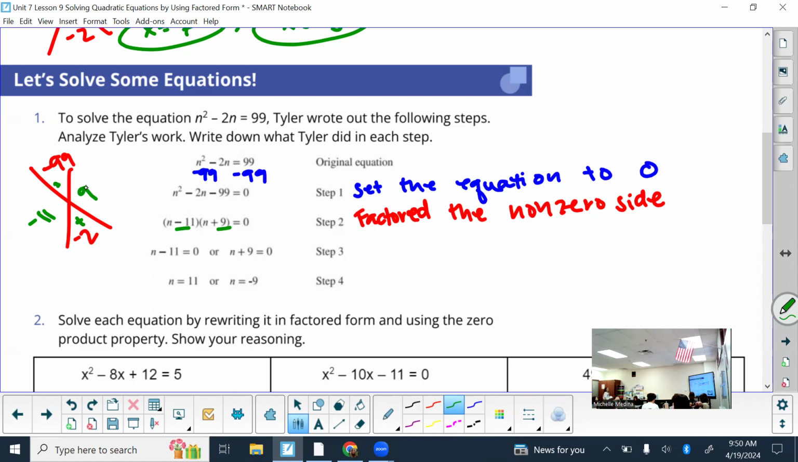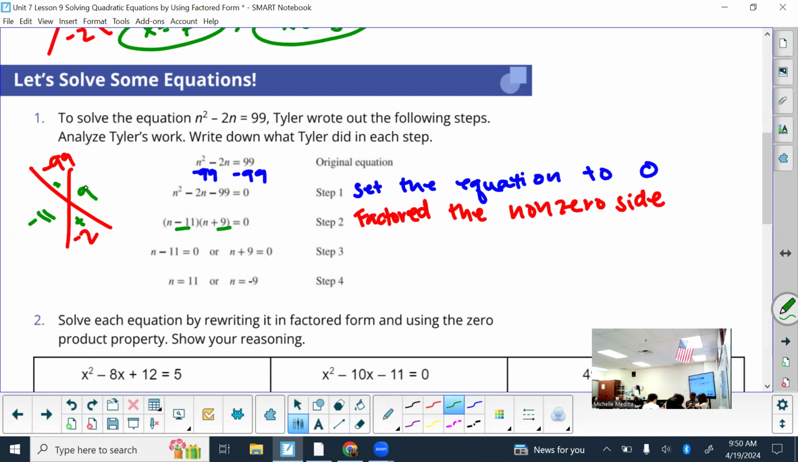On your test, they'll often show you steps, and you have to figure out where the error is. Not saying there's an error in this one, but that's good practice. Seeing, is he right? Yes. That does multiply to -99, and that does add to -2. So he factors the non-zero side.